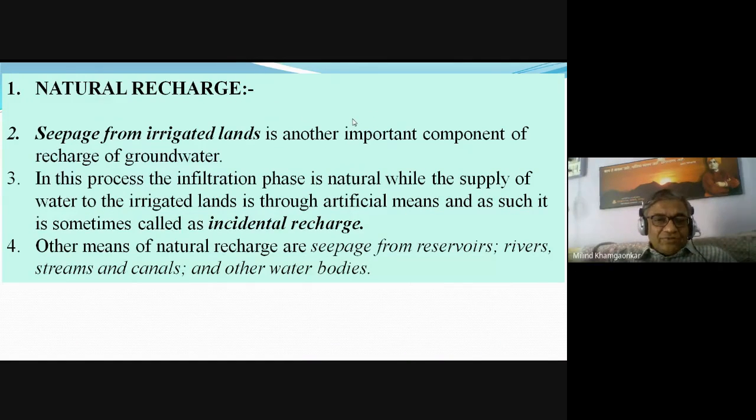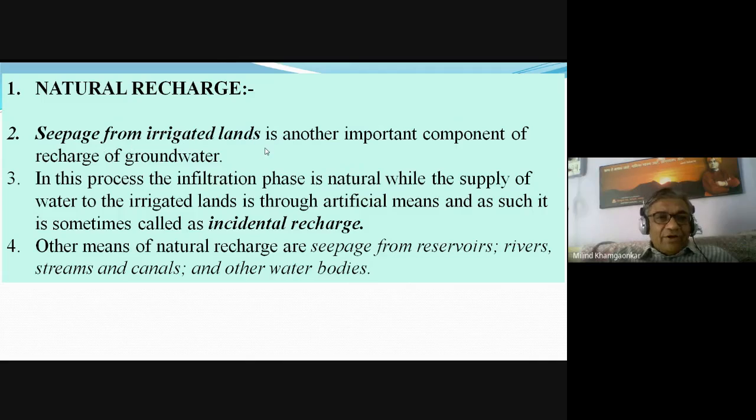In natural recharge, there is another type of recharge, that is recharge from the irrigated lands. Sometimes through the dams or through the wells, we supply water for agriculture purposes on the land. Then this water 100% is not utilized by the plants, nor does it get evaporated, but some water percolates into the ground and again recharges the groundwater flow or the aquifer.